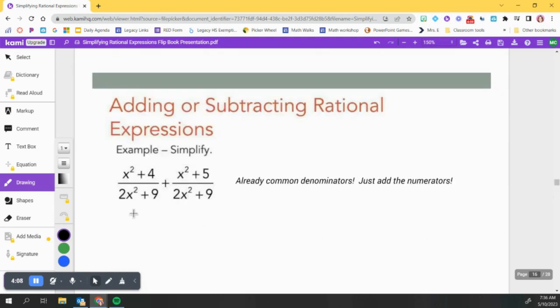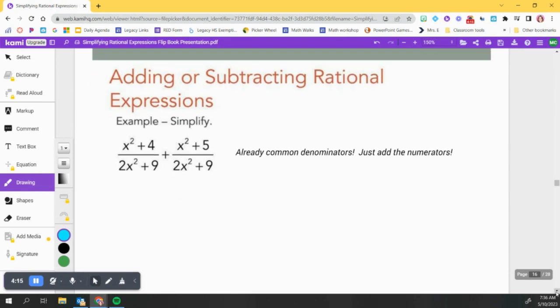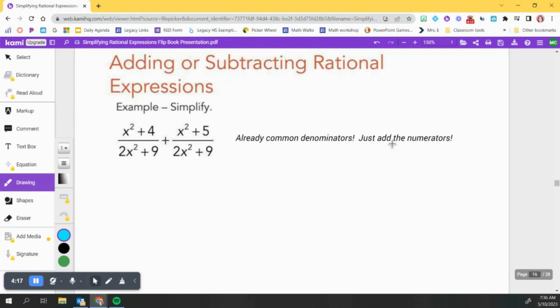So here's our first one. And I already put a note in here on this one. What do you notice about the two denominators on this one? Already common denominators, and that's what I wrote in here. So not a whole lot to do on these. When there's already a common denominator, all we have to do is add the numerators together.